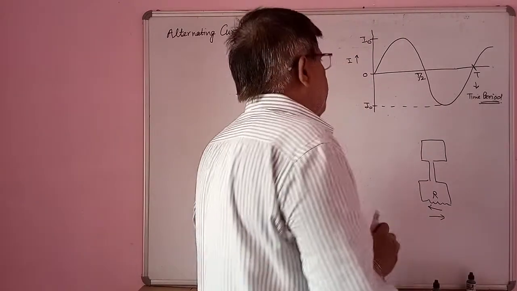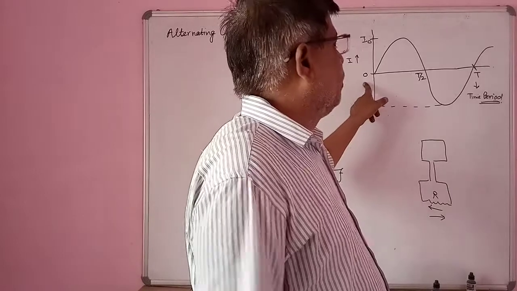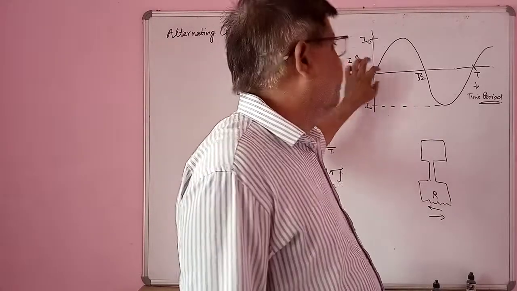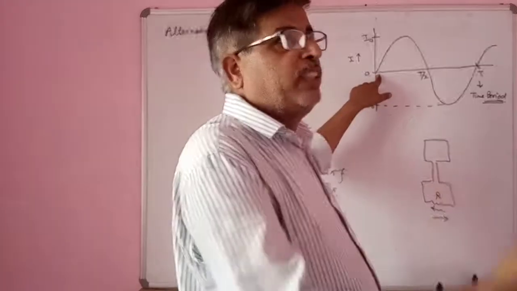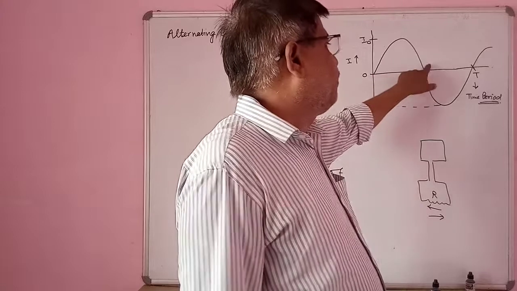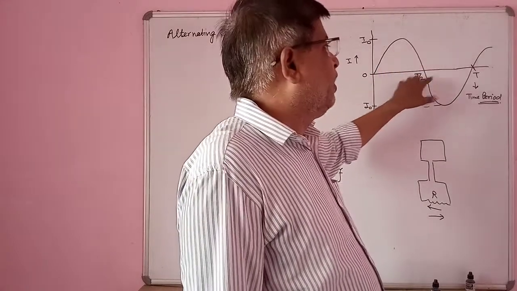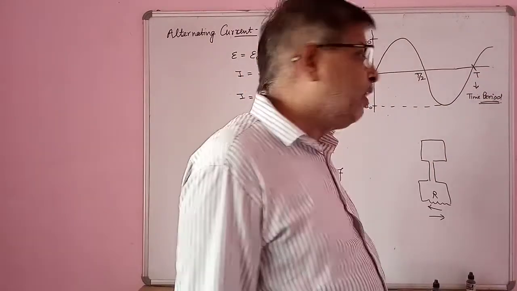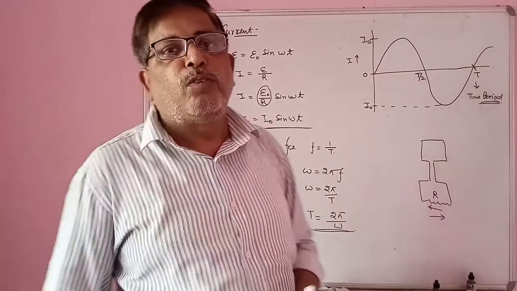This is T by 2. If we start from 0, then at t equals 0 seconds, the value of current is 0. Then after half a cycle, the value of current will again be 0, and after completing the cycle, again the value of current will be 0. So this is basically the general definition of alternating current.